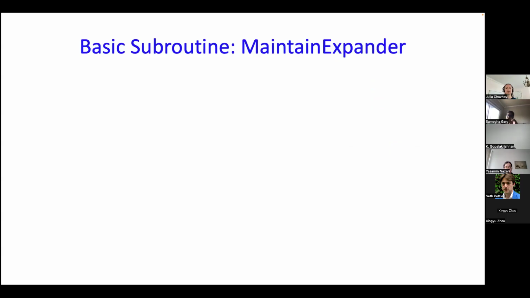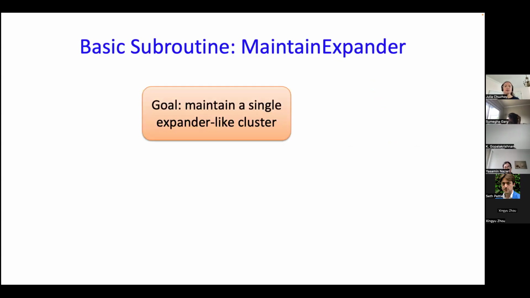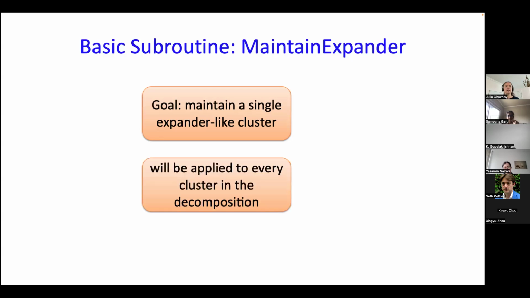So now remember that what we want to do is maintain a decomposition of our graph into expander-like clusters. The main subroutine that we are going to use, I call it here maintain expander. This is a subroutine that's responsible for maintaining a single cluster in the decomposition. And eventually, for every cluster that is added to the decomposition, we're going to run this maintain expander subroutine on it. So what is this maintain expander subroutine?